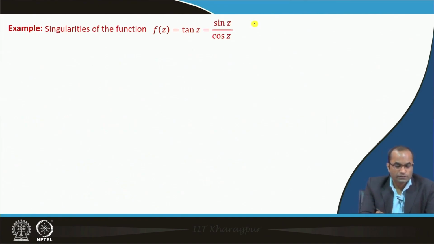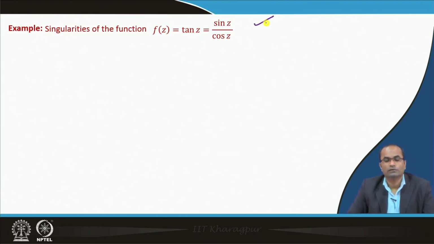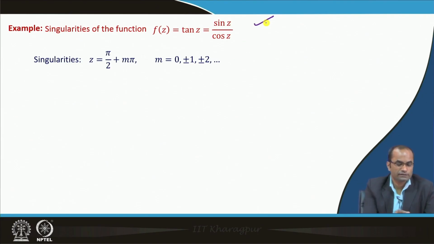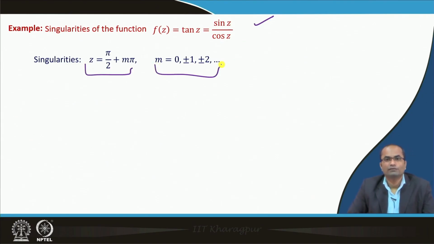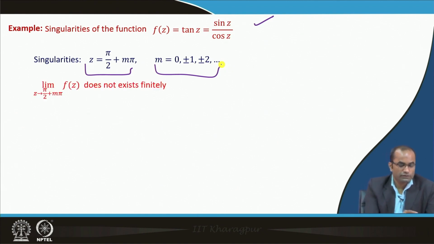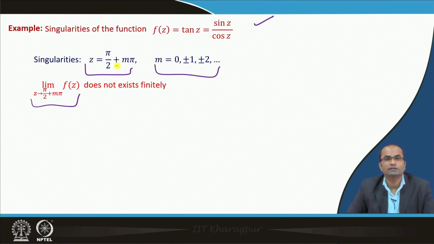Now, if you want to discuss the singularity of the function tan z, which is sin z over cos z. We have already discussed that these are the singular points for this function, and now we will classify them, that is, what kind of singularities this function has. Here, if we take the limit of f(z) as z approaches pi by 2 plus m pi, we will notice that this limit does not exist.